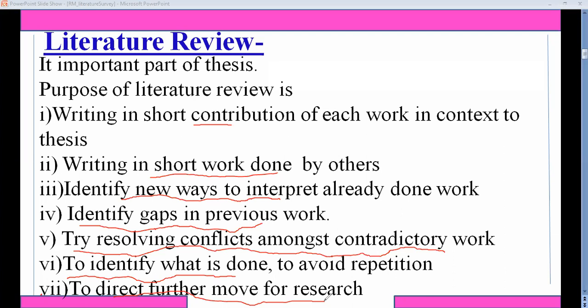Already they might have tried different paths. They have published the paper where the path is more correct or appropriate. So it gives us the direction or path for further research. Okay, please understand.